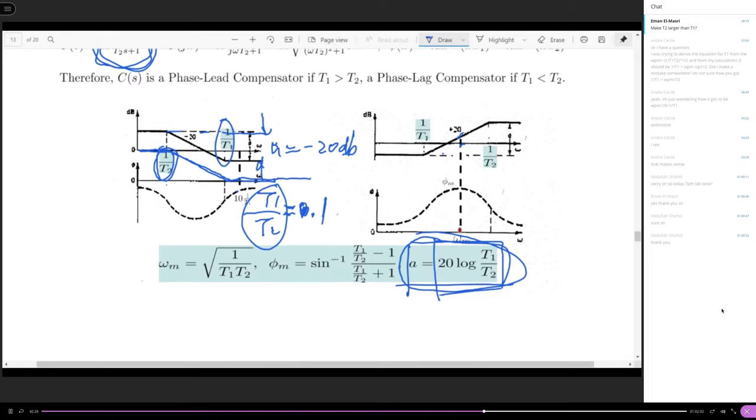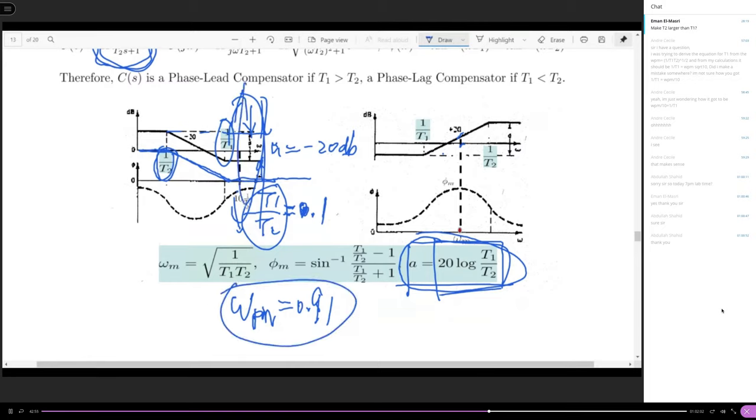Remember we said that we're interested in this area, which means we intend to make the crossover frequency happen in this area. We know the crossover frequency we need, our target, is 0.91. So in order to make omega m 0.91 fall in this area, we better be careful to choose the second corner frequency, which is 1 over T1.